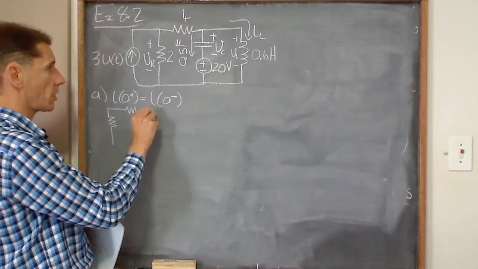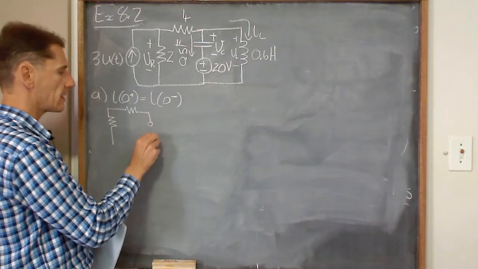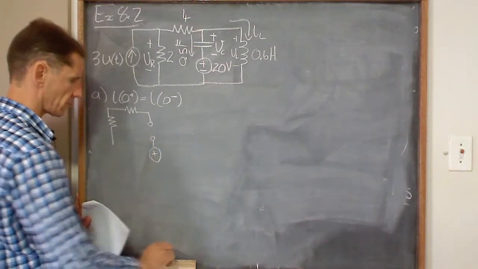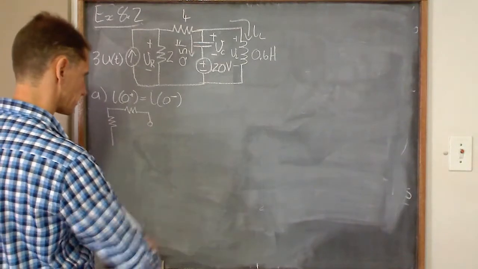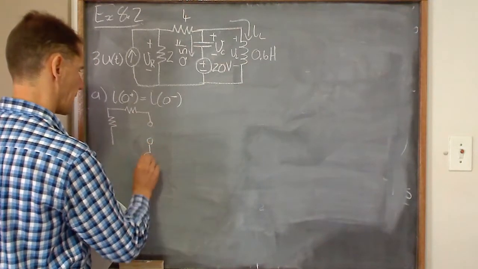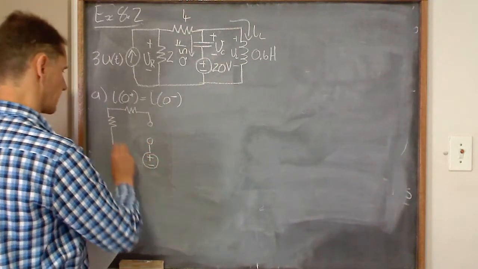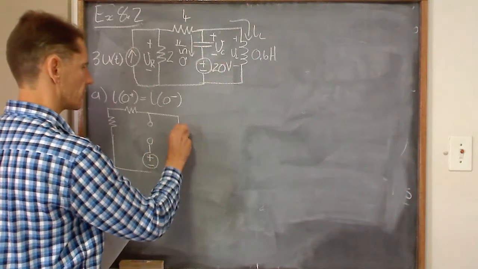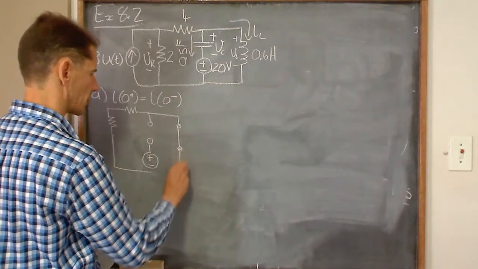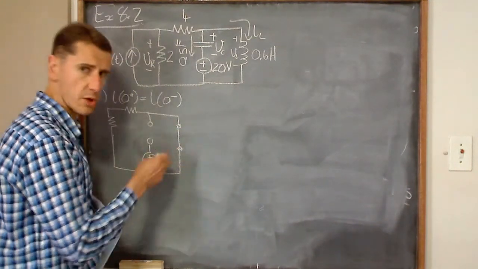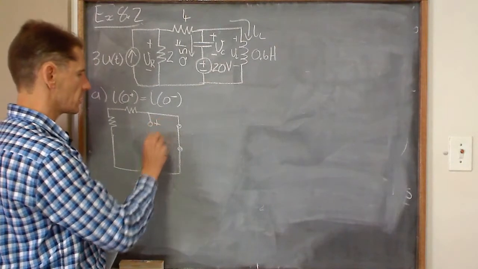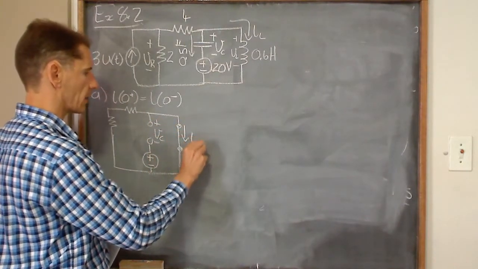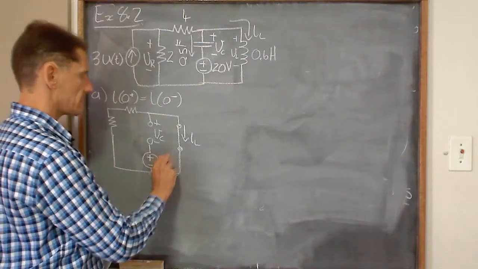We still have the 4 ohm. The capacitor will be an open circuit. You'll have still the, that's probably a bit too small for you guys. You still have a 20 volts sitting there, right? And then the inductor would have become a short circuit because at time 0 minus, we're in a steady state condition, so VC, and there we've got IL going through. And this is 20 volts.